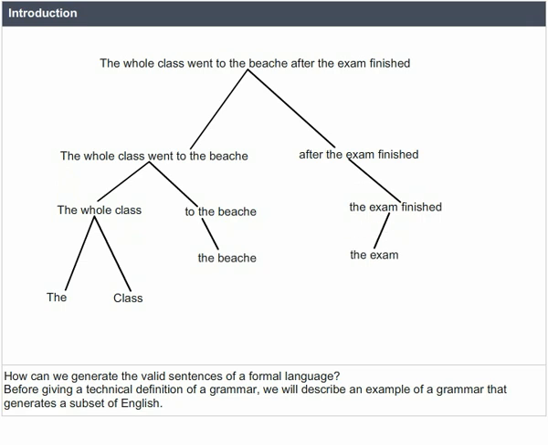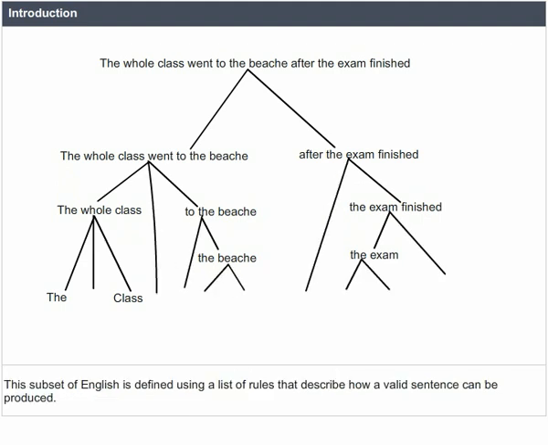Before giving a technical definition of a grammar, we will describe an example of a grammar that generates a subset of English. This subset of English is defined using a list of rules that describe how a valid sentence can be produced, as shown in the figure.